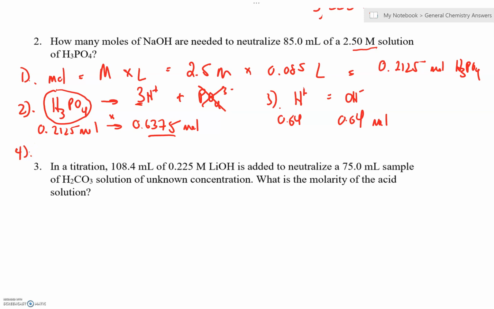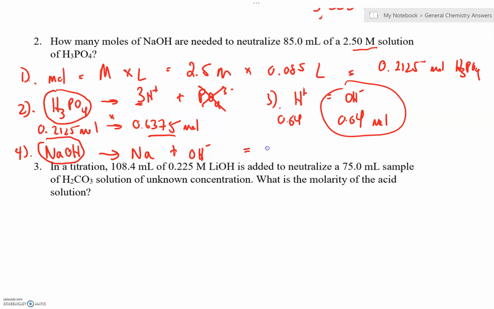Step 4 would be to reassociate our unknown. Cool part is that our unknown is sodium hydroxide. Ladies and gentlemen, there's only one hydroxide in sodium hydroxide. So if you have 0.64 moles of hydroxide and you're getting them from sodium hydroxide, that's how many moles of sodium hydroxide you need. No coefficients, no subscripts, nothing weird. And what's neat about this problem is that's the answer. That's what it's looking for. So we're done. Okay?